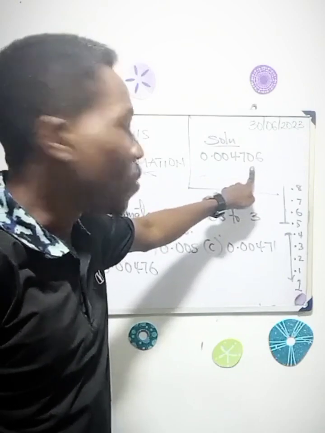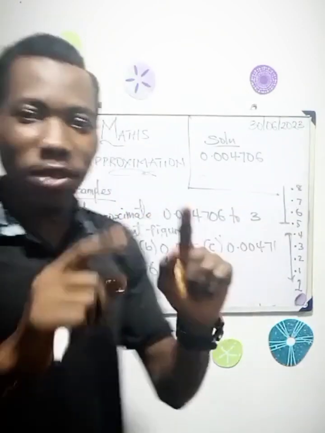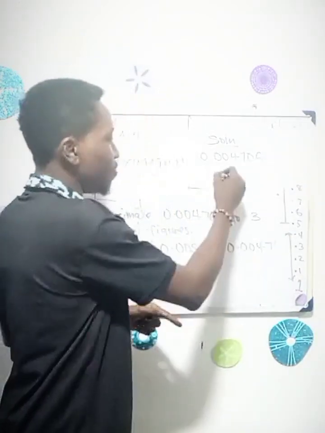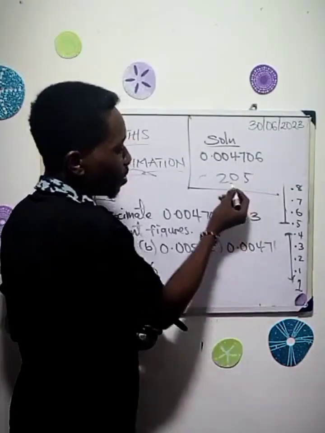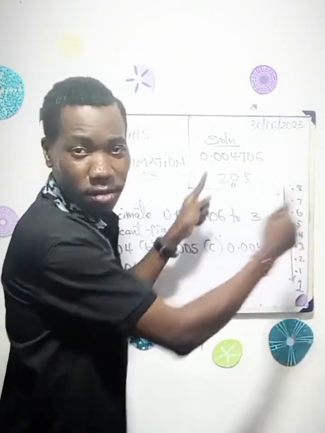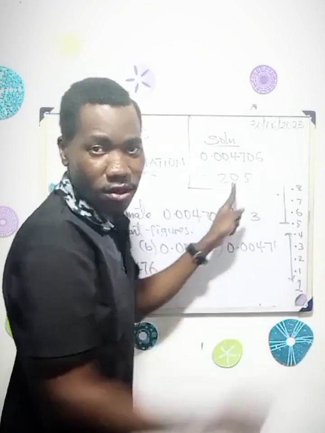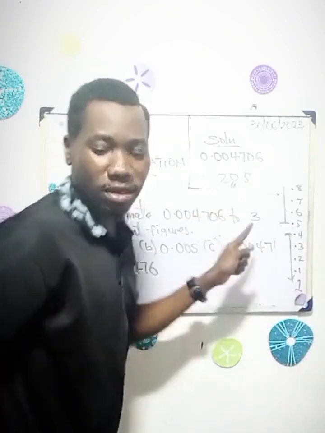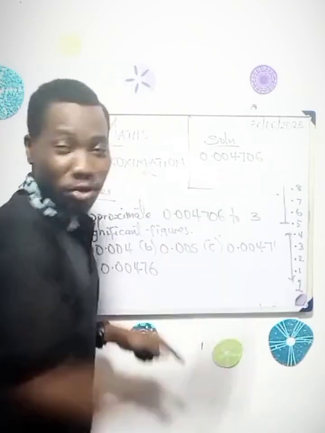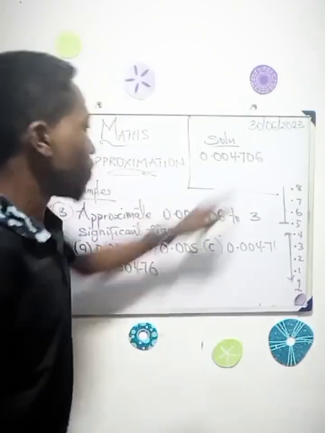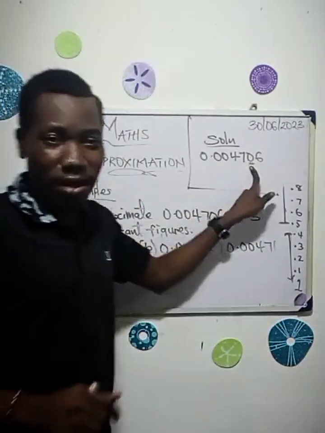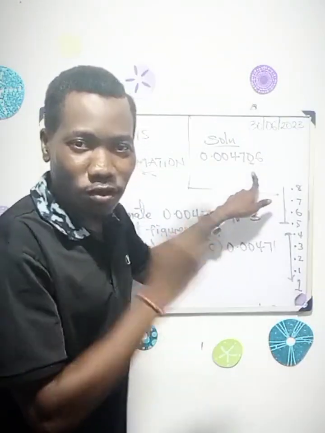Remember again, I said, whenever you have zero between two significant figures, it becomes significant. Like 0205. This zero becomes significant. Why? It is between two significant numbers, a significant and a significant. So in this case also, zero is significant, so we count it among the three. So we have 1, 2, 3. This is where our three significant numbers will stop.